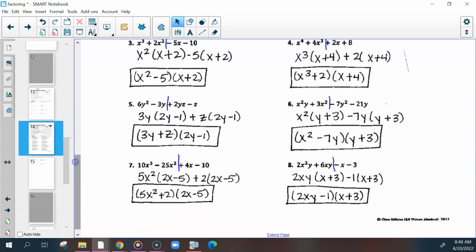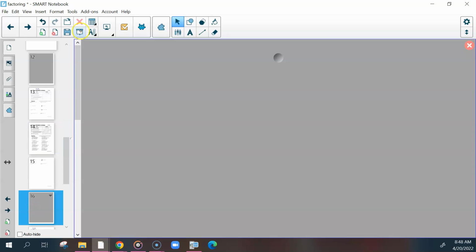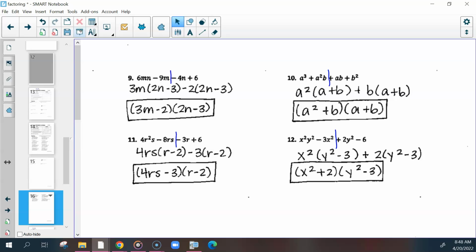Yep. Questions on either of those two? Five. And then the last one in grouping was 12. X squared plus 2 and y squared minus 3.